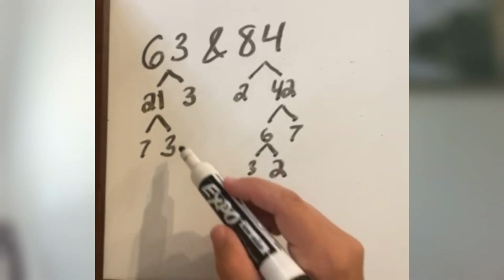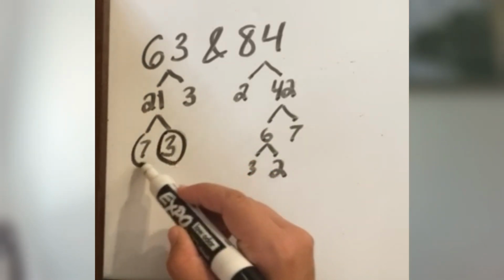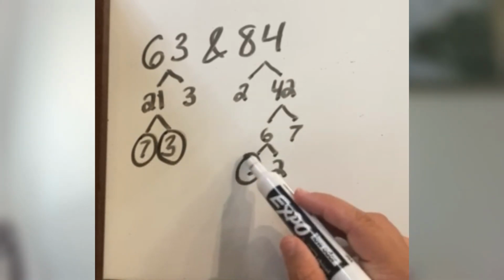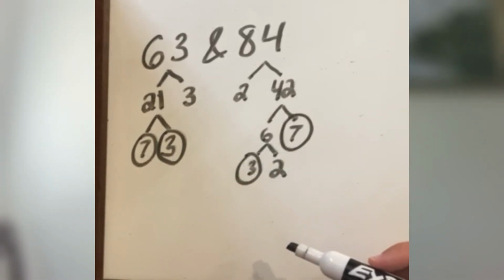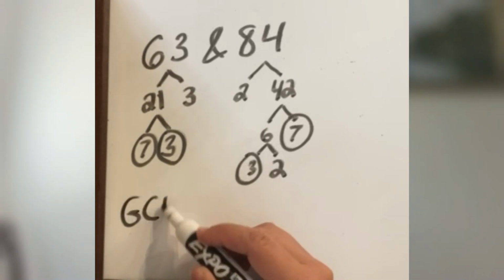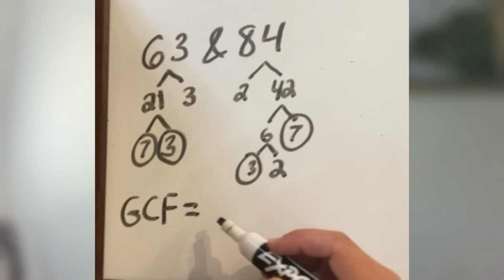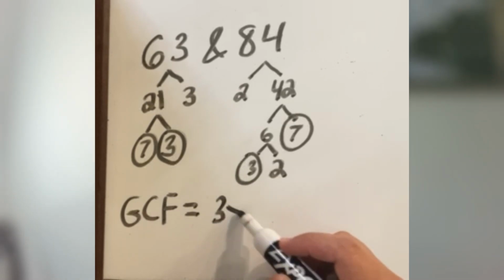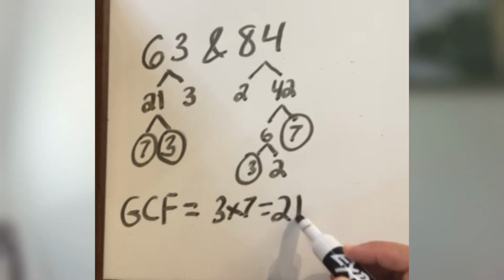So now looking at our factors, what do we have in common between 63 and 84? Well, we have in common 3 and 7. We see that in both of our prime factorizations. So multiplying those together, we'll get 21 for our GCF.